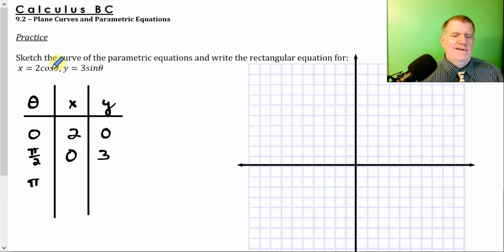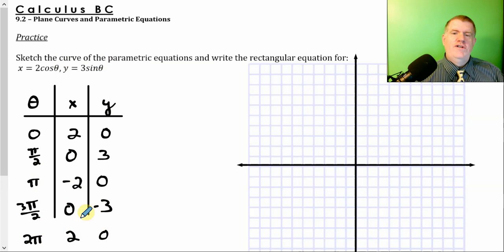Pi. Cosine of pi is negative 1. Sine of pi is 0. I like it when these work out nicely. 3 pi over 2. Right, cosine is 0. Sine is negative 1. And if I go to 2 pi, I'm just starting it all over again. So I don't need parameters on this because I can see it's a cycle.